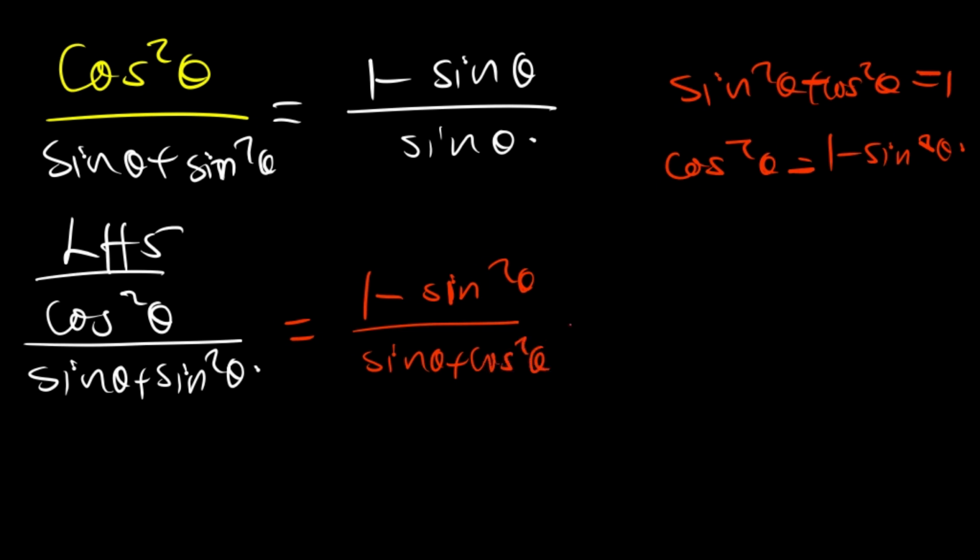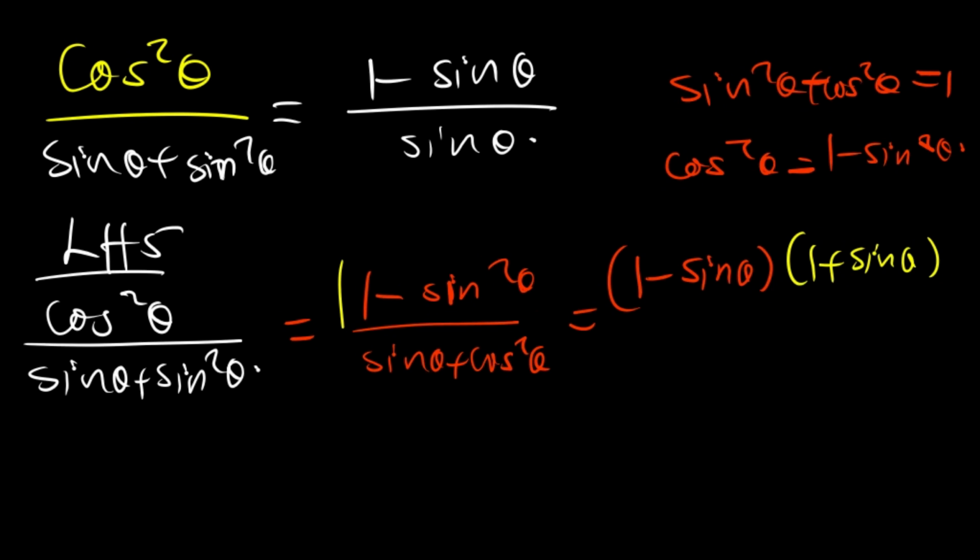At this point, I know that what I have on top is a difference of two squares. I can say it's 1 minus sine theta in brackets, and 1 plus sine theta. If I expand here, I'll come back to this.